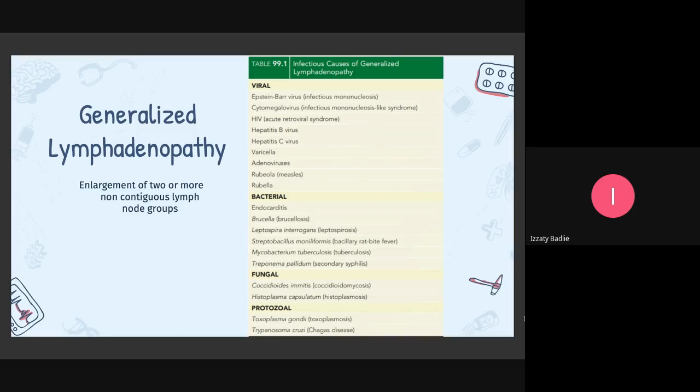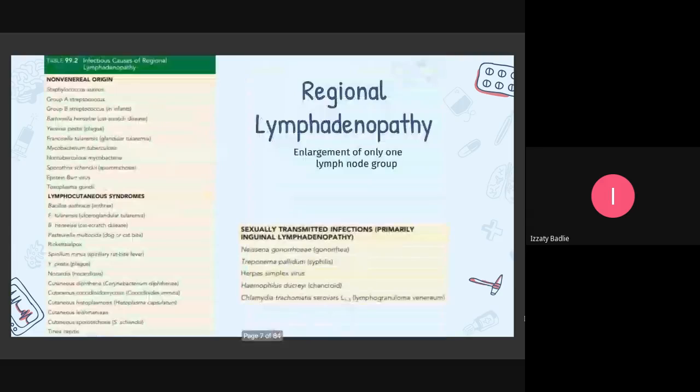So the right side is the infectious causes of generalized lymphadenopathy. As the name goes, generalized lymphadenopathy will usually come together with systemic symptoms. The next one is regional lymphadenopathy, which is an enlargement of only one lymph node group. So this is the infectious causes of regional lymphadenopathy. Next.